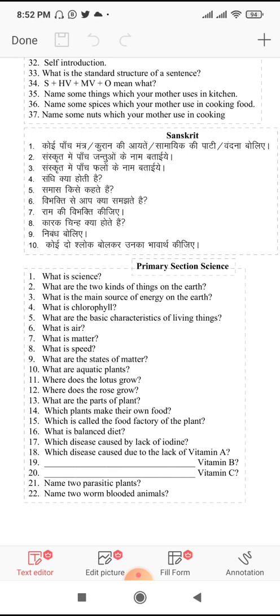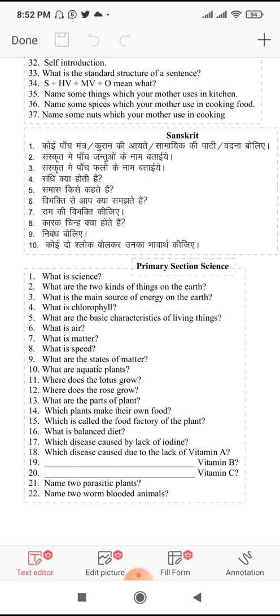What are the basic characteristics of living things? The basic characteristics of living things are growth, movement, respiration, taking food, okay, all those things which living things do. What is air? Air is everywhere. Okay, our surrounding. An envelope of the atmosphere around the earth is called air. What is matter? Anything that has mass and occupies space is called matter. Okay, iron, wood, and bricks.